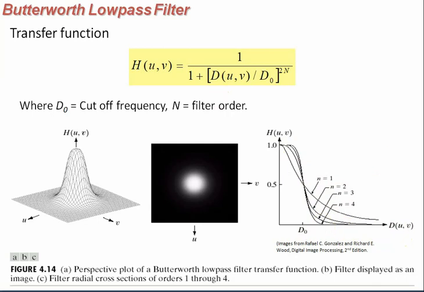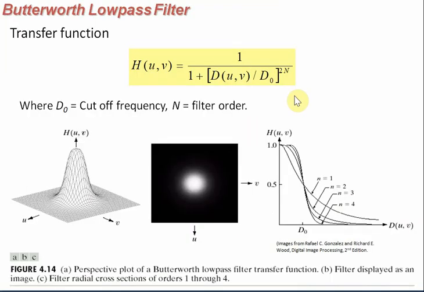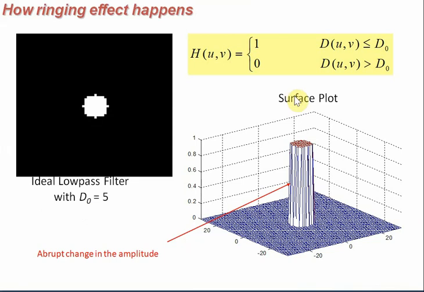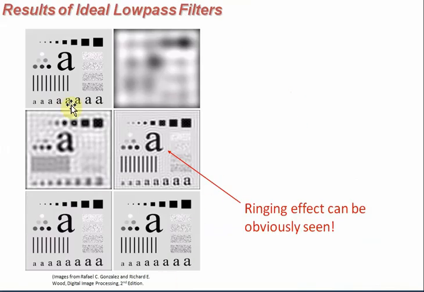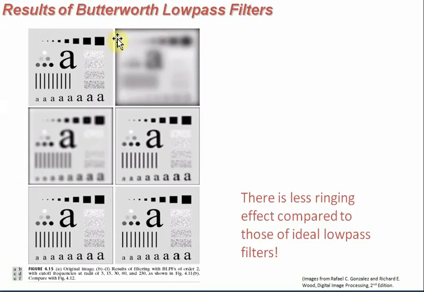Now coming to the example. Here is the same image with the same D0 values like 5, 15, 30, 80, 230 with order 2. I am taking the Butterworth low pass filter, the order n is 2. Now compare this image with the previous image. This one is the results with the ideal low pass filter. Now coming to this one, results with the Butterworth low pass filter.